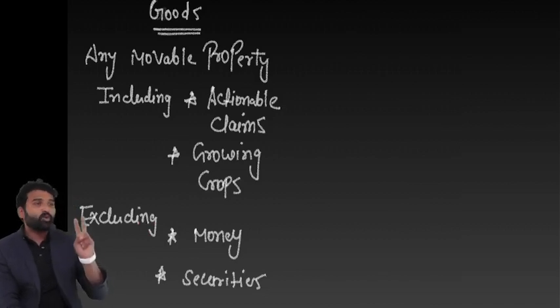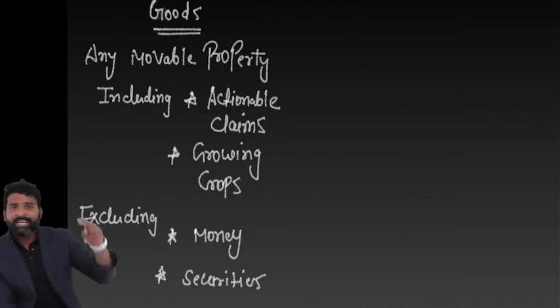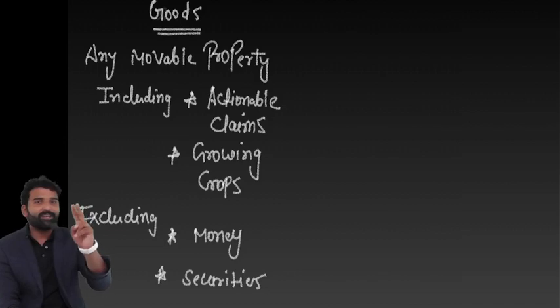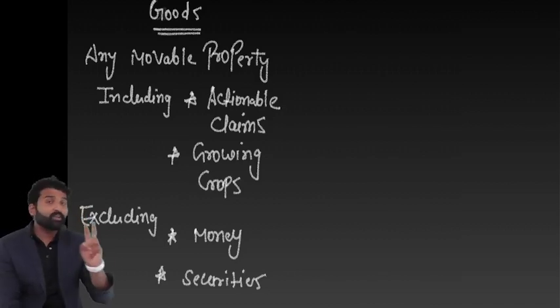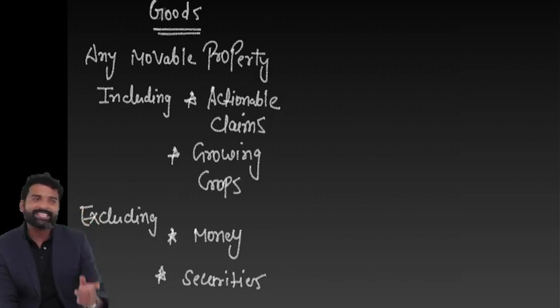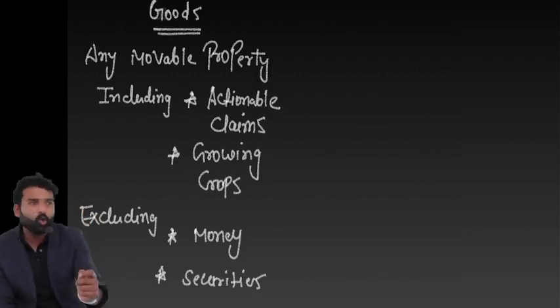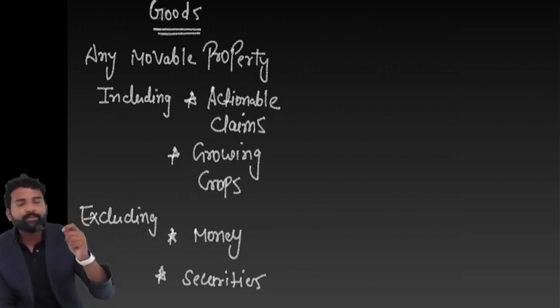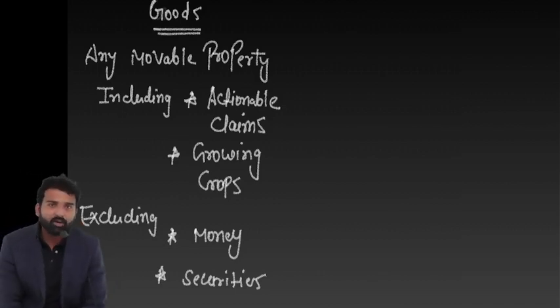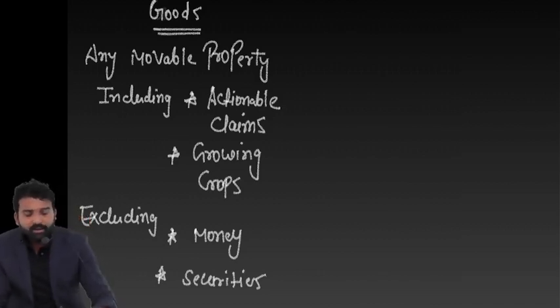So interesting, goods include all movable property, two inclusions, two exclusions. What are the two inclusions? Actionable claims and growing crops. What are the two exclusions? Money and securities. So if I am giving any loan to my friend, it is not a supply under GST. If I am depositing money in the bank, or the bank is giving me any loan, then it is not a transaction covered under GST. What about services?